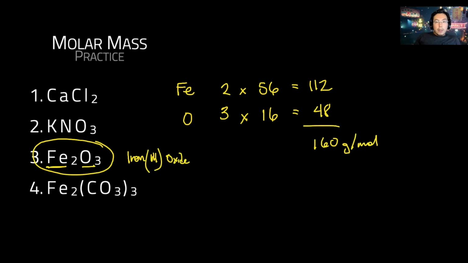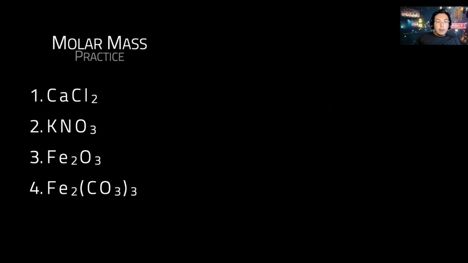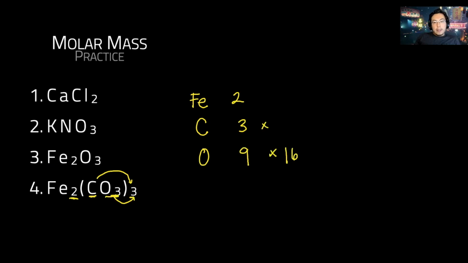Now, last one. We'll have here iron, carbon, and oxygen. How many of each? For iron, we have 2. For carbon, we have 3. And for oxygen, we have 3 times 3, so this would be 9. This one is 16, this one is 12, and this one is 56. These are from the periodic table, remember.